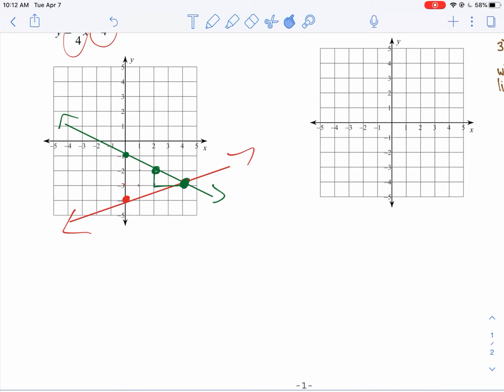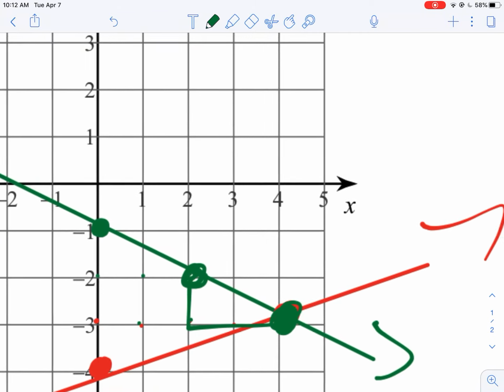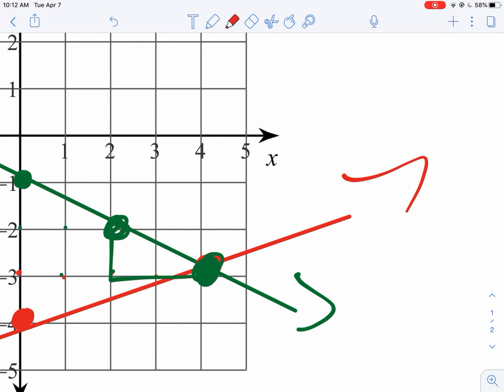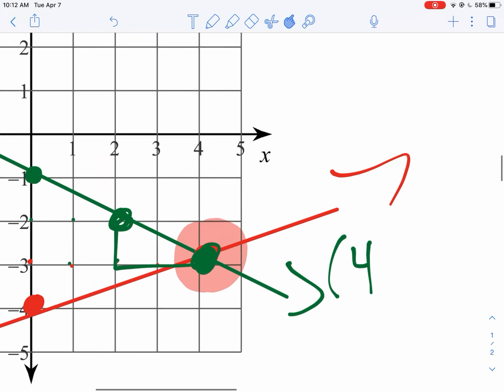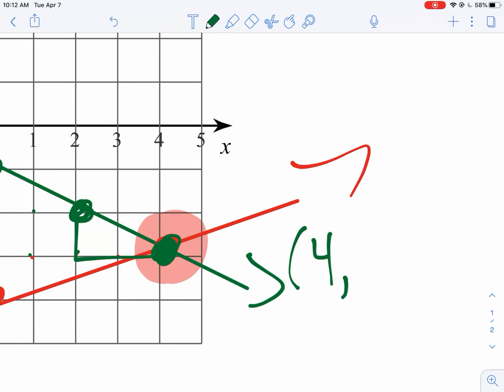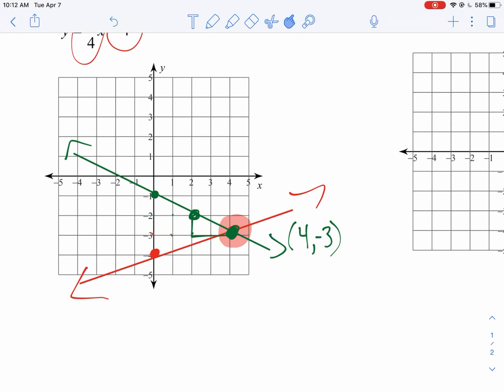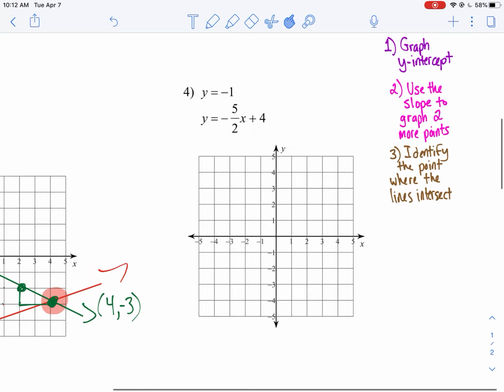So now I am not done. A lot of us were just leaving our answers like this. You can't do that. You got to identify what the ordered pair is. So we look at the x-axis. Where's this point falling? 4. Let's take a look at the y-axis. Where is it falling? -3. So this is the answer to the problem. We use graphing to get to the answer. Just drawing the lines isn't enough. You have to identify your answer.